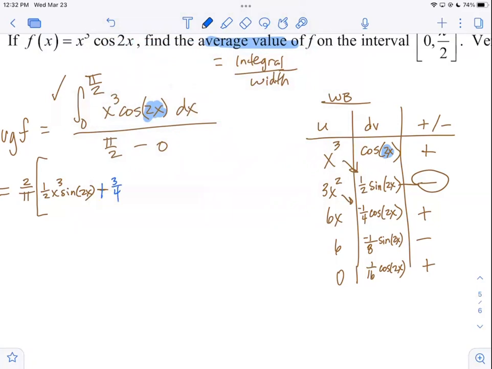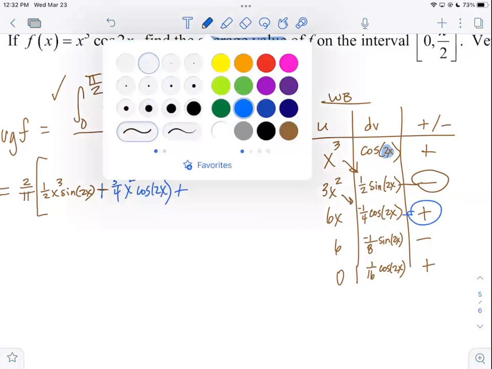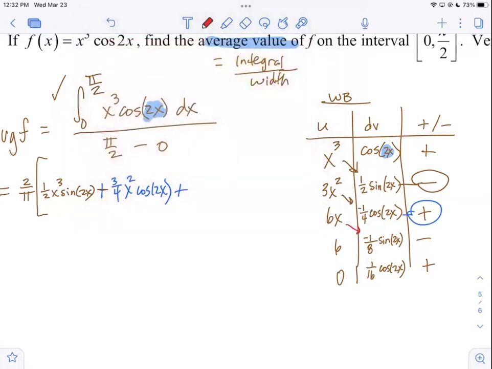It's tedious, but it's nice. And then you have x squared cosine of 2x. And then you go across and pick up the next sign, which is positive. And then you come down on the next diagonal, but wait, it's negative, right? So a net positive times the next. So now we get negative 6/8, x to the first, sine of 2x.